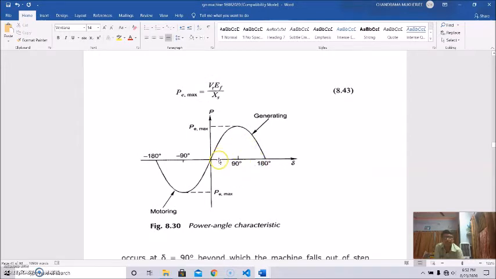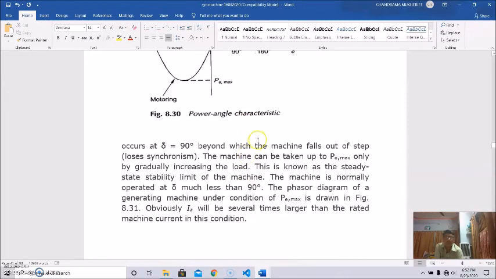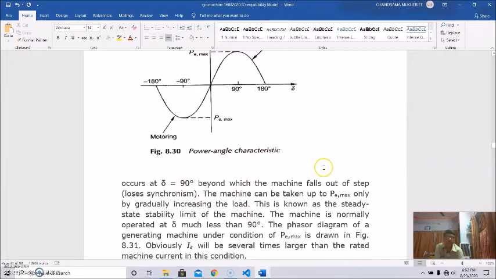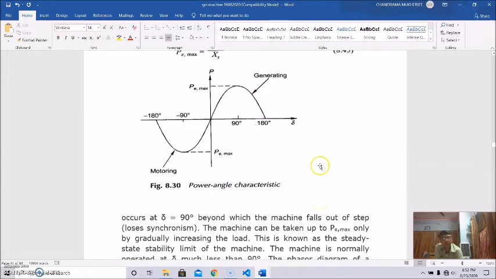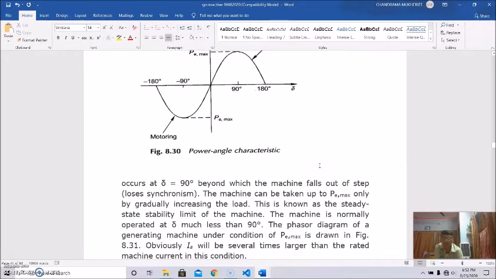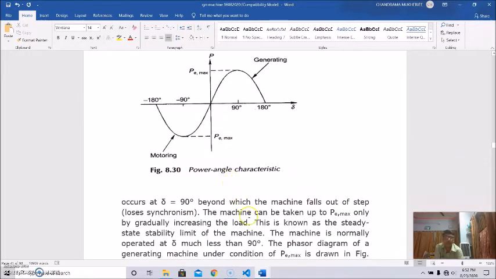This is the maximum power Pmax, this part is for the generating mode, and this is for the motoring mode. This is the power angle characteristic. Maximum power occurs at delta equal to 90 degrees, beyond which the machine falls out of step and loss of synchronism occurs. The machine can be taken up to Pmax only by gradually increasing the load. This is known as the steady state stability limit of the machine, and the machine is normally operated at delta much less than 90 degrees.